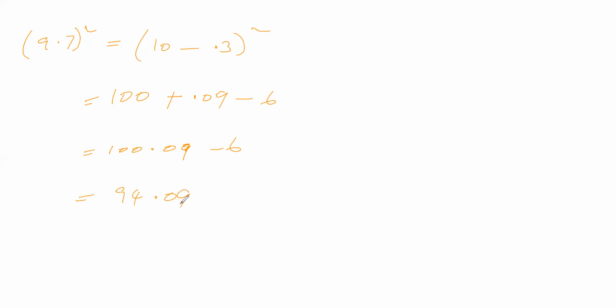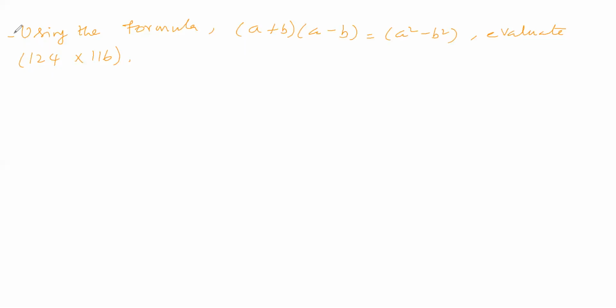We got it. So now we will go for the next question. Using the formula a plus b into a minus b is equal to a square minus b square, evaluate 124 into 116. So using this formula we have to multiply these two, like this they are asking.